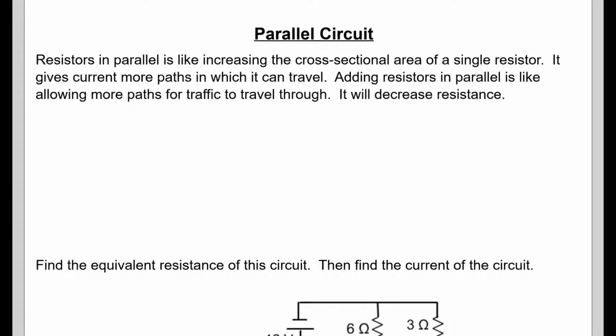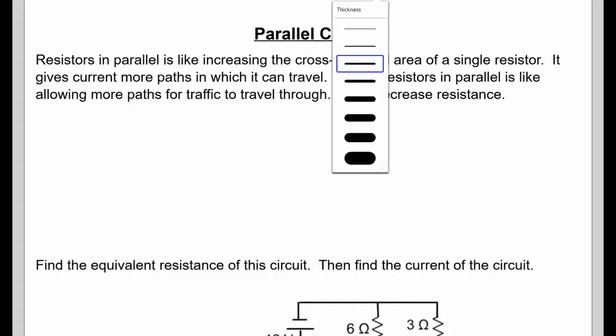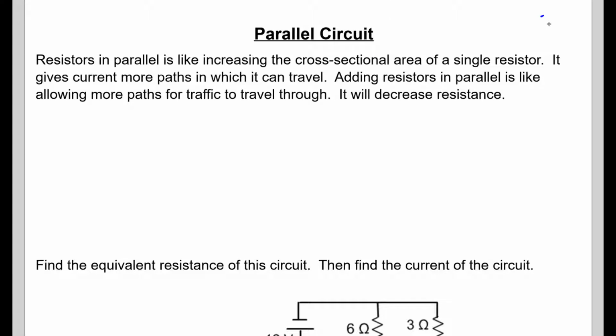Resistors in parallel is like increasing the cross-sectional area of a resistor. Think about it like adding other lanes for traffic to go down, allowing you to get more traffic and less resistance. That means more current and less resistance. Anytime you add resistors in parallel, resistance goes down.